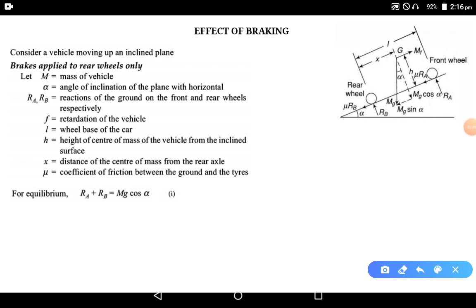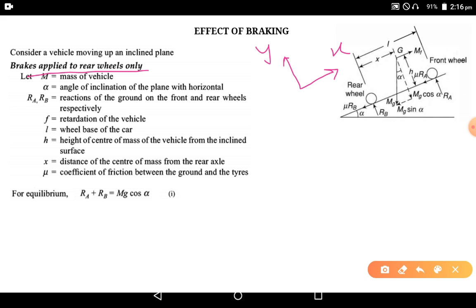Okay, so let's first consider the case when brakes are applied to the rear wheels only, right? In the discussion which we are going to follow, the brakes will be applied to the rear wheel only, right? Okay, so for the equilibrium of forces acting in the y direction, let me write it again. This direction we are considering x, and this direction we are considering y.